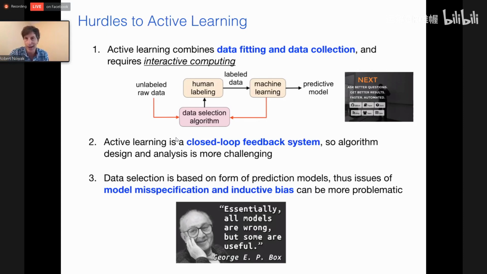As George Box, one of the famous data scientists from UW-Madison, famously said, essentially all models are wrong, but some are useful. So I think we have to face reality. Anytime we use a model, it's not really going to be an accurate representation of reality. And so there's going to be misspecification and bias in those models. That's a little less problematic in general passive learning because there's no feedback in it. With this feedback in active learning, that misspecification can be really troubling. And I'll show how that happens in a moment. So those two challenges, closed loop feedback and model misspecification, are two of the things I'm going to really be focusing on in this talk.